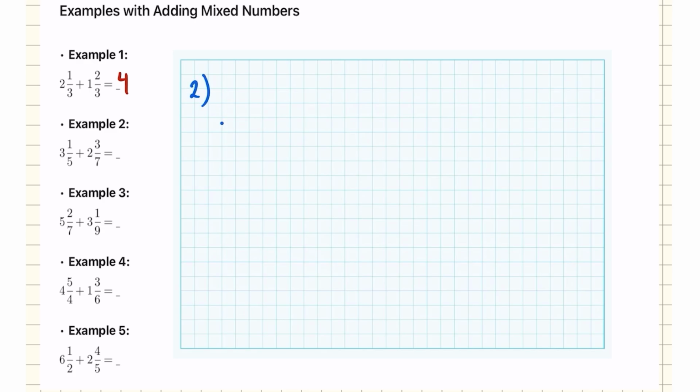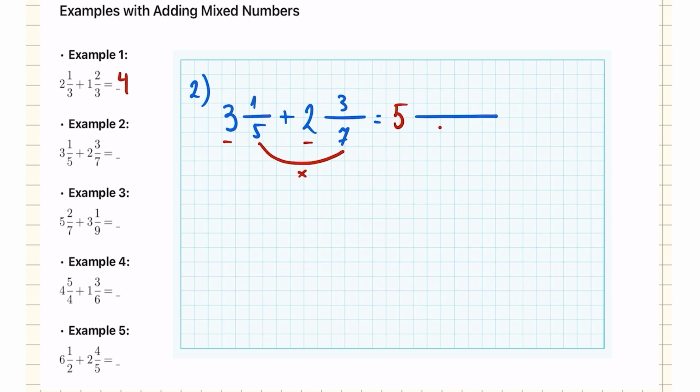Now let's do the second example. We have 3 and 1 over 5 plus 2 and 3 over 7. First of all, we add the whole numbers 3 and 2, and get 5. And now we see that in the fraction section, we have different denominators, so we multiply them like normally. We get 35, and then multiply numbers by cross. 1 times 7 plus 3 times 5, the second pair. 5 times 3, that's it. Then we simplify.